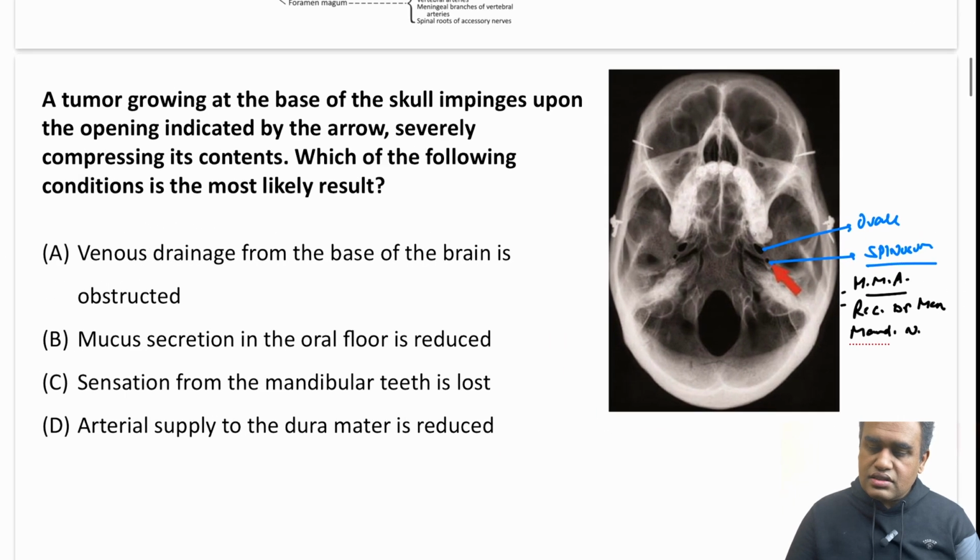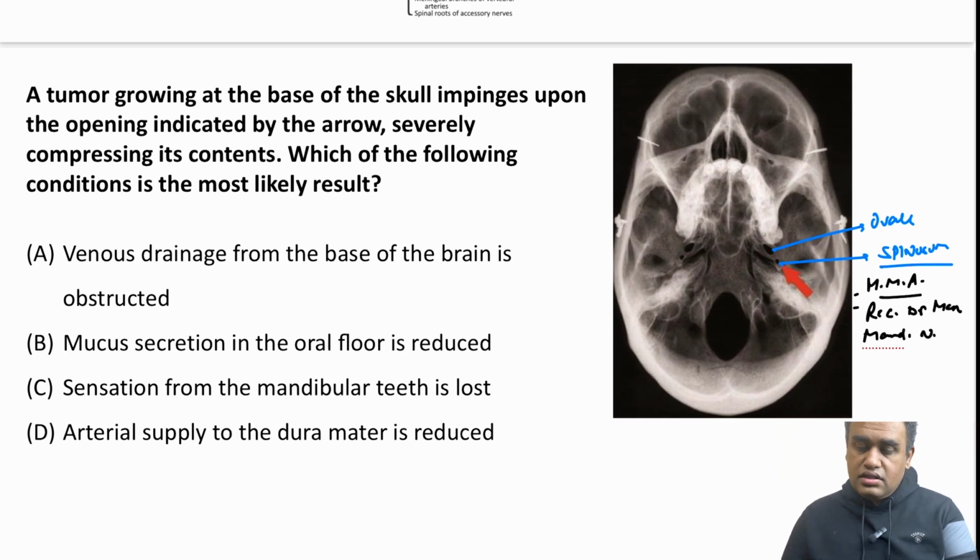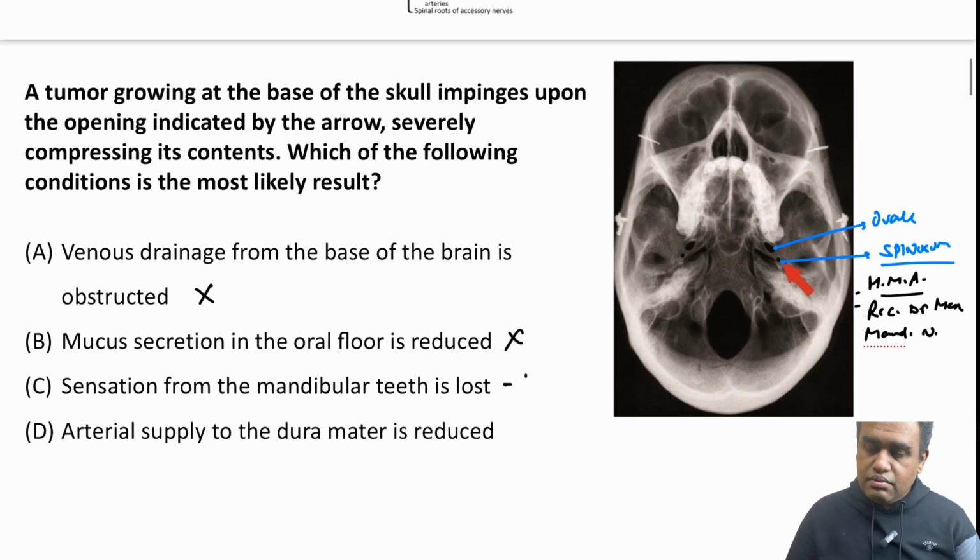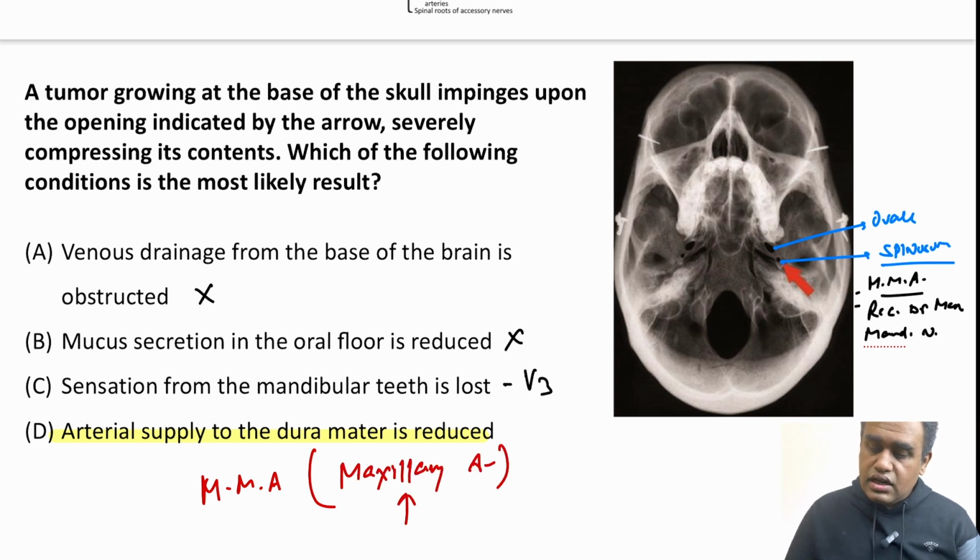Now what happens if these contents are compressed? Option A says venous drainage from the base of the brain. It is not the veins here, so you can remove this option. Mucus secretion is reduced: not possible, because that is not the function of the middle meningeal artery. Sensation from the mandibular teeth is lost: no, that is by the mandibular nerve, which would be the ovale. Last option, arterial supply to the dura mater is reduced. This arterial supply to the dura mater is obviously done by the middle meningeal artery. Do remember, it's a branch of the maxillary artery, which in itself is one of the terminal branches of the external carotid artery.